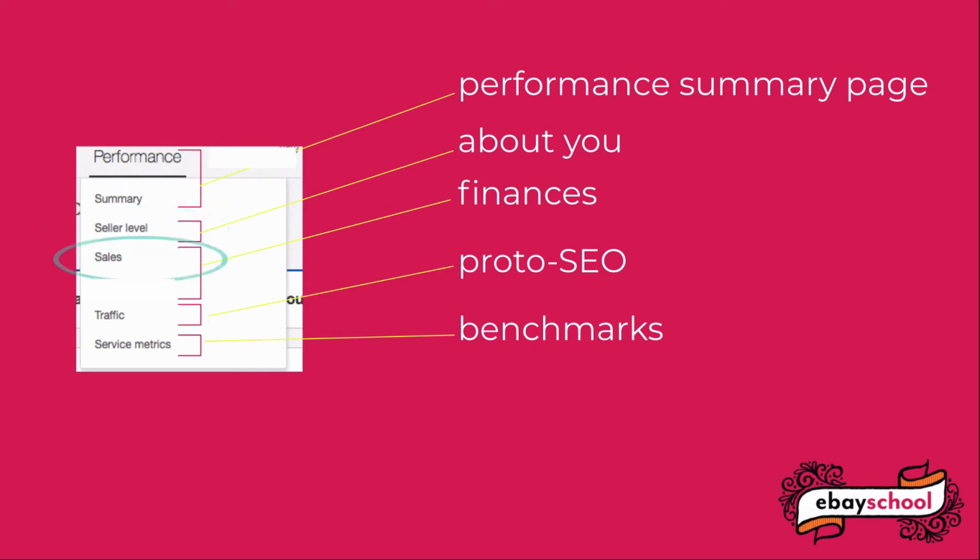The sales page is the home for your financial tracking, including sales and selling costs. The traffic page is your SEO, search engine optimization type information. Service metrics is a page where your track record gets compared to benchmarks to inspire you to be a better seller. And that's the overview of the architecture of this section in the abstract. Now let's look at the pages.